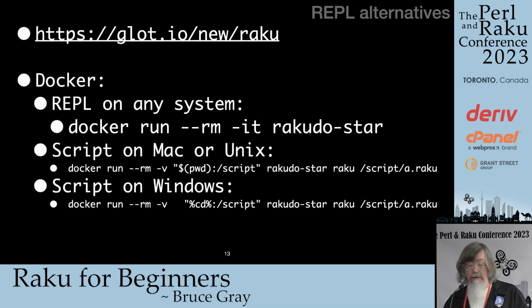And if you don't have the Rakudo compiler installed, these are some alternatives. For small things, you can just go to Glot and run it on the web. If you have Docker, then the Docker run, we've got Windows and Unix variants there. Those work very well too. And again, that's why you need the slides, so you don't have to memorize that command line.